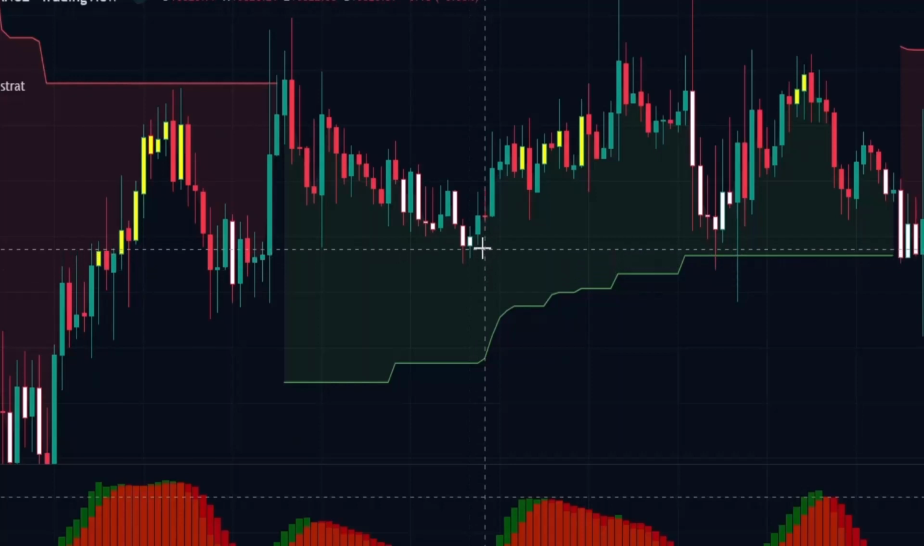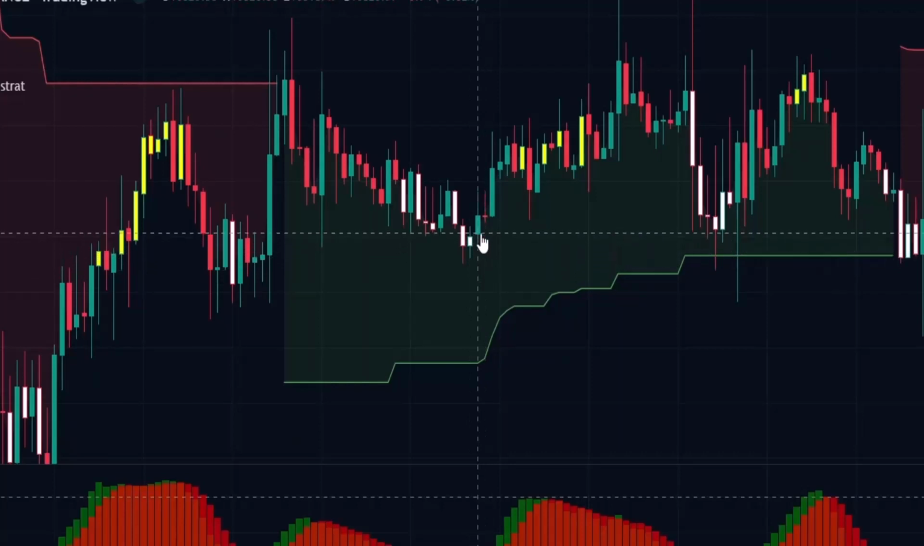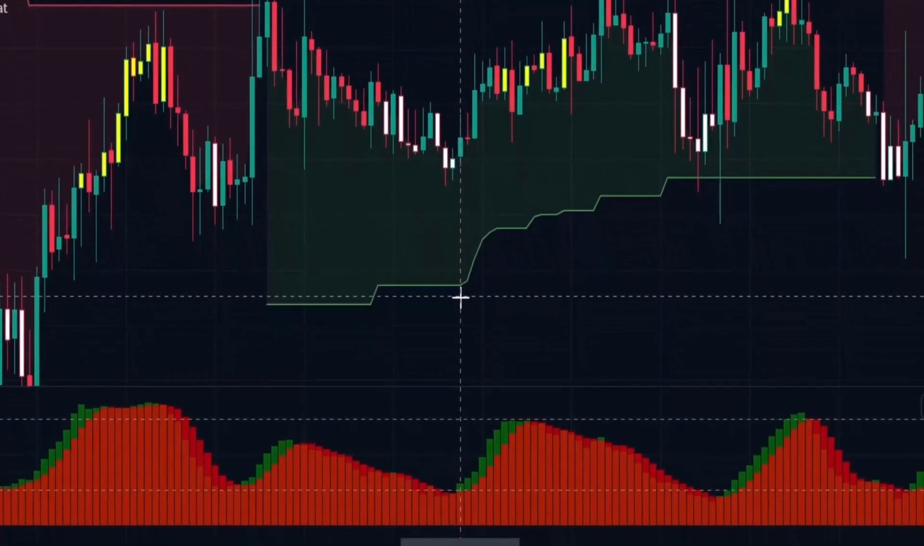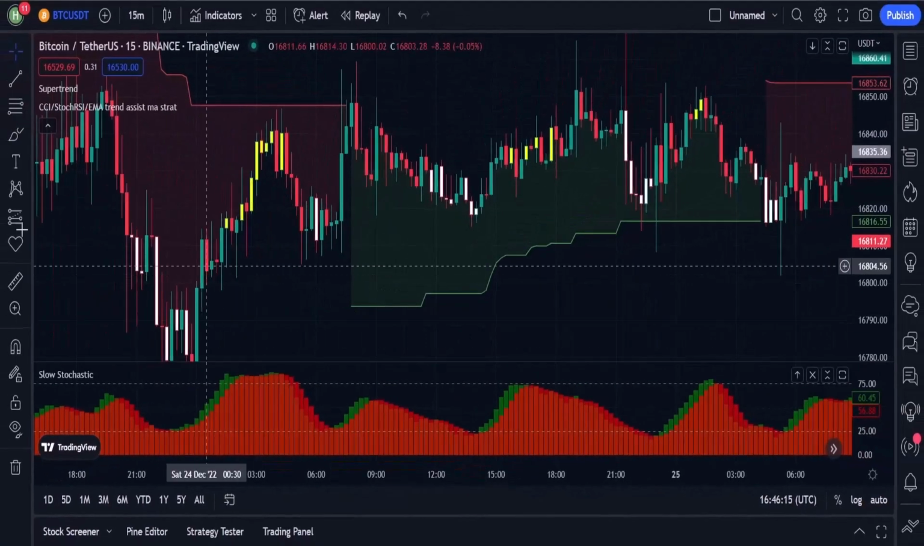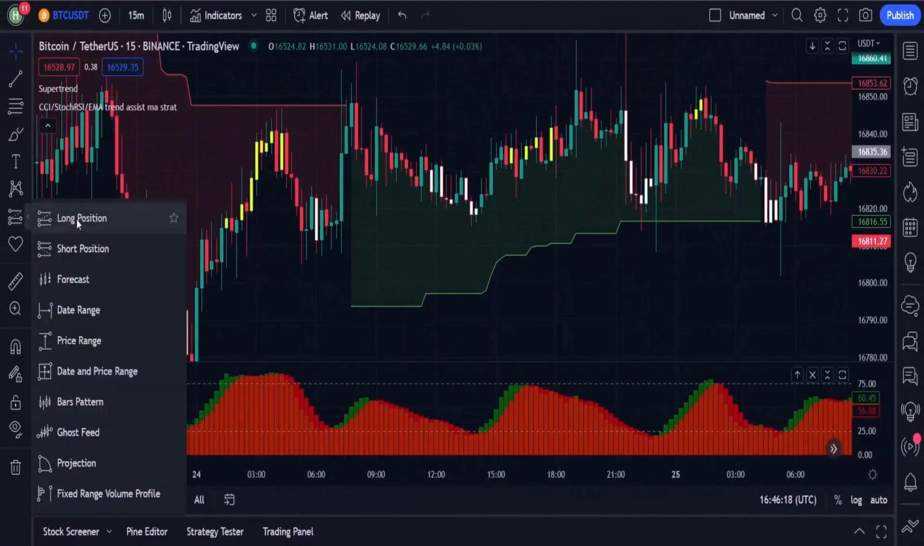After these 2 rules are confirmed, we will need a bullish candle to form after the white candle. As we can see here, a green candle is formed after the white candle. When these 3 rules are confirmed, we will look at the slow stochastic indicator for our final confirmation, and if the bar opposite to the bullish candle is green, just like it is here, all of our rules will be confirmed, and we can safely enter a buy trade after that.